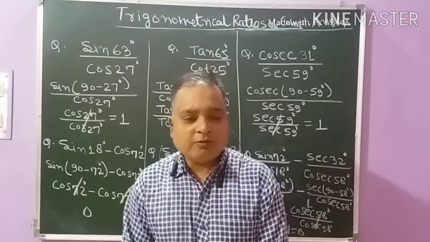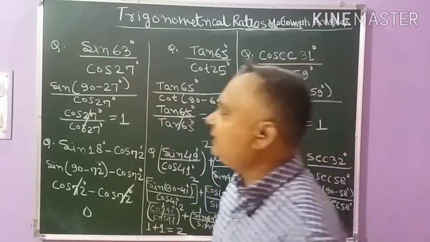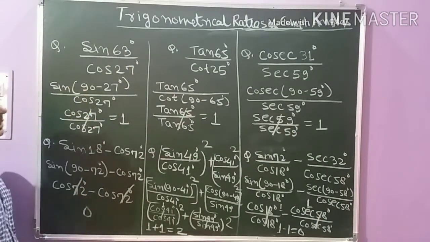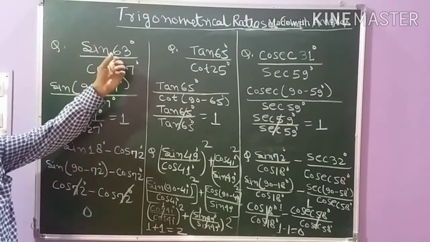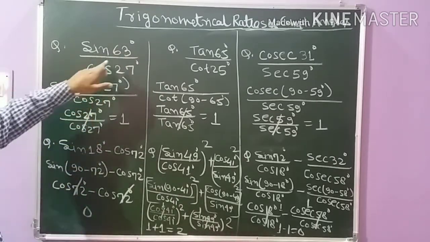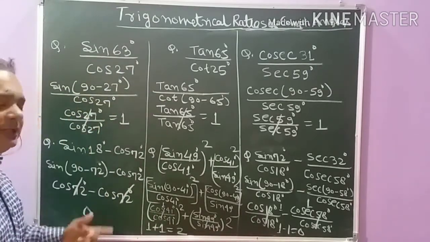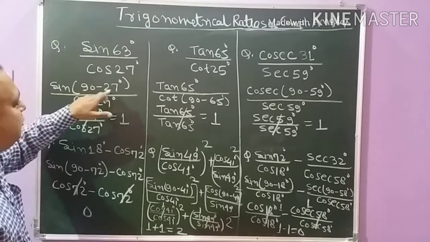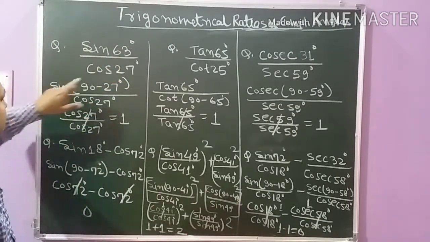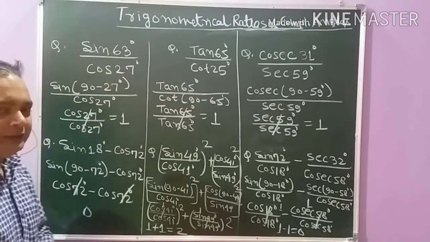Some problems of complementary angles in trigonometric ratio. So the first question is sin 63 degree upon cos 27 degree. Now can I write 63 as 90 minus 27? Yes, we can write, because when we subtract 27 from 90, that is equal to 63 degree. So I write 63 degree as 90 minus 27 degree.